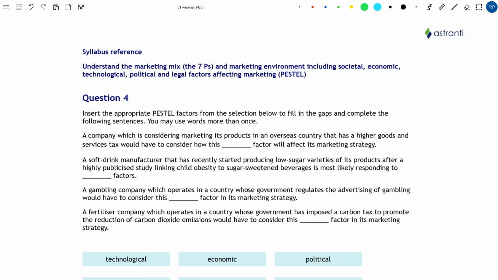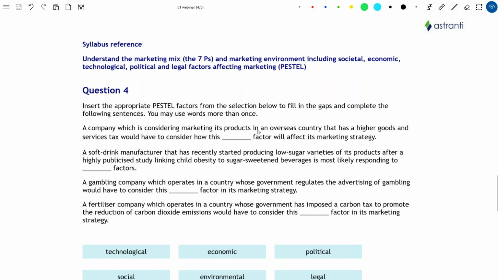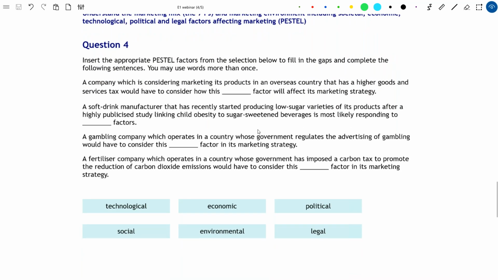And for this question, you can see we've got a different format this time, and this is a drop-down option question. So in your exam, when you get this type of question, what will appear is that you'll have these blanks and you'll be able to click onto here and you'll get a list of options that you can then choose from. And with this type of question, you can use the words more than once.